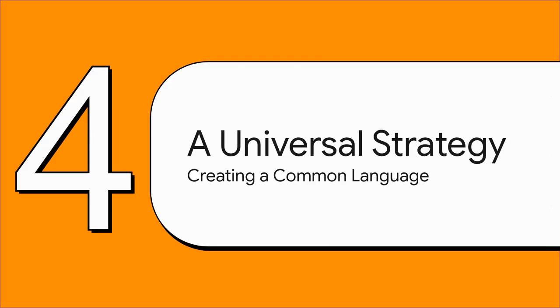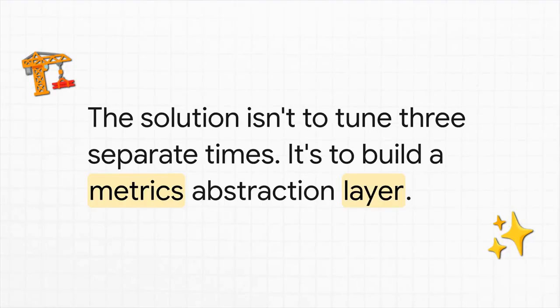We have to get our orchestra in sync. And that means we need a universal tuning strategy. We need to create a common language for scaling that every cloud can understand. And this right here is the big architectural shift in thinking. The answer isn't to get really good at tuning CloudWatch, and then Azure Monitor, and then GKE. That's a losing battle. The real pro move here is to build an abstraction layer for your metrics.